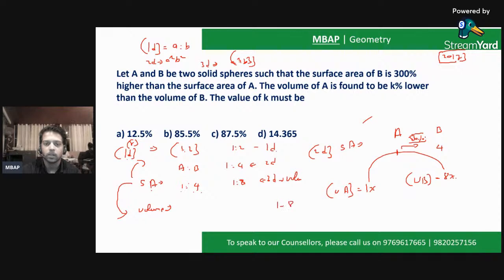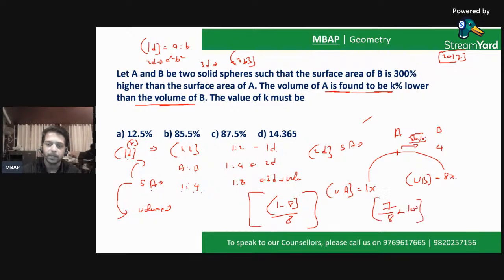The question is, 1 is how much less than 8? That is the only question in terms of percentage, because it says the volume of A is found to be k percentage lower than the volume of B. So the question is only about 1 is how much less than 8. 1 is 7 less than 8, and the answer would have been 7 by 8, which is nothing but 1 minus 1 by 8.